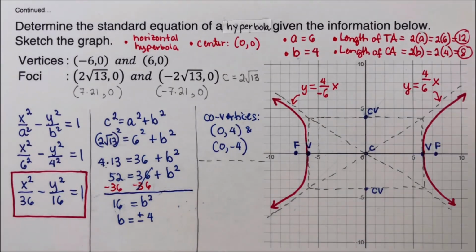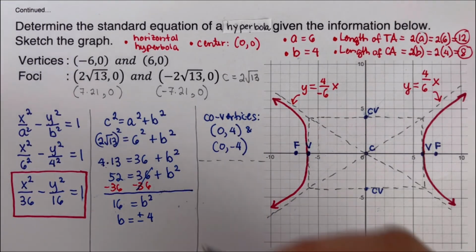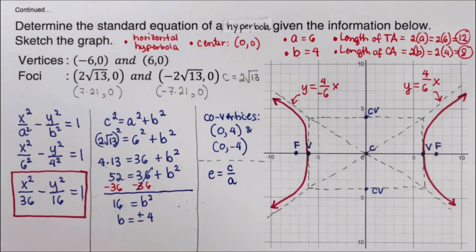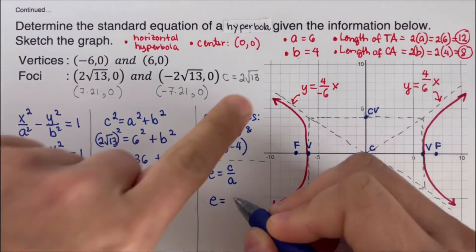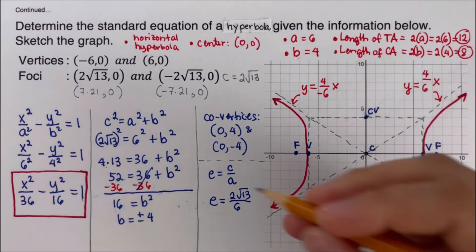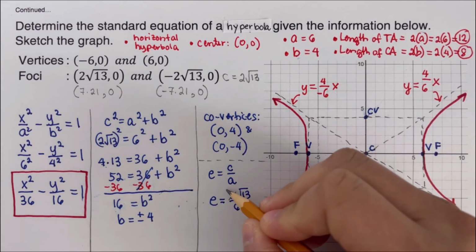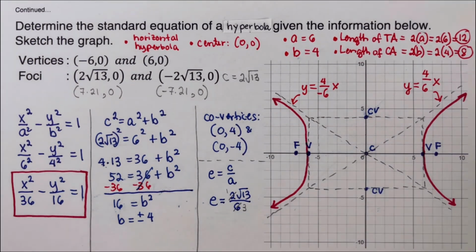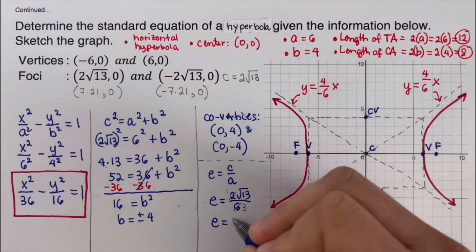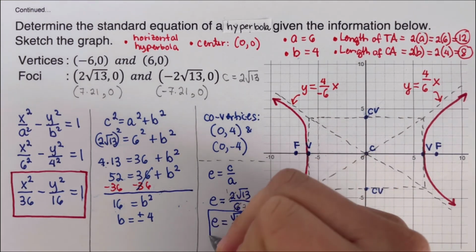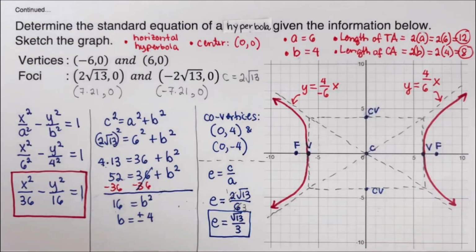Okay, now we can determine the eccentricity of this hyperbola using the equation e equals c over a. So I'm going to go ahead and plug the values in. So our eccentricity is 2 square root of 13 over 6. We can still reduce this to lowest terms. There's one 2 in 2, and there are three 2's in 6. So we can go ahead and say that our eccentricity is square root of 13 over 3. So this is the eccentricity of this hyperbola.